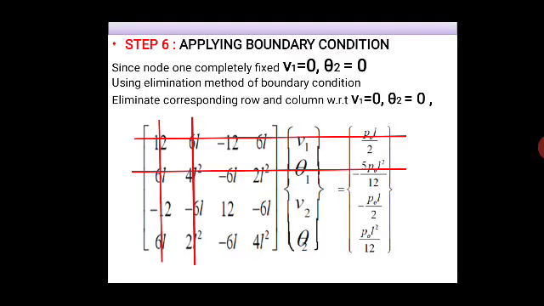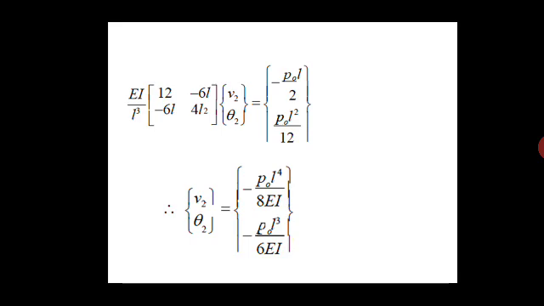On simplification we will get EI by L cube times the matrix 12, minus 6L, minus 6L, 4L square. On simplification, therefore, the displacement vector, that is the linear displacement V2, is equal to minus P naught L to the power of 4 divided by 8 EI, and similarly theta 2, the angular displacement, is P naught L cube by 6 EI. This is the problem where we need to determine the displacements, that is the linear displacement and the angular displacement, the rotation. Theta 2 is the angular rotation in radians, and V2 may be in meters, centimeters or mm.